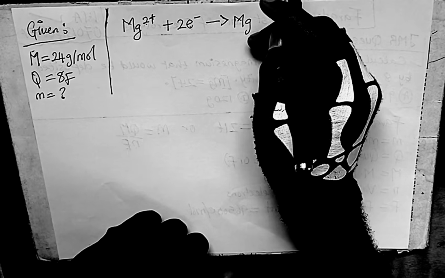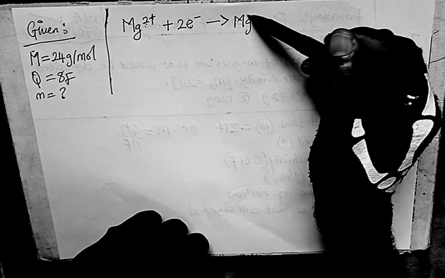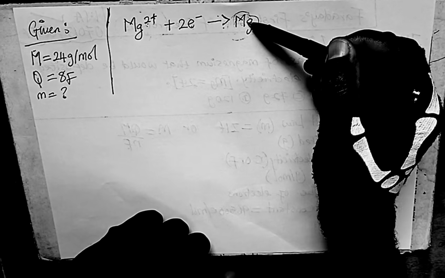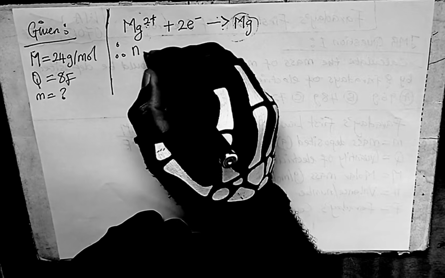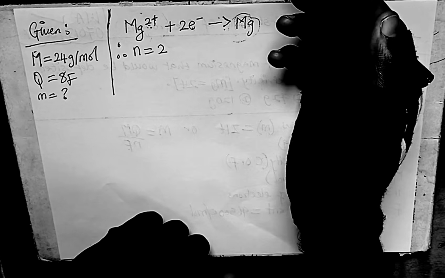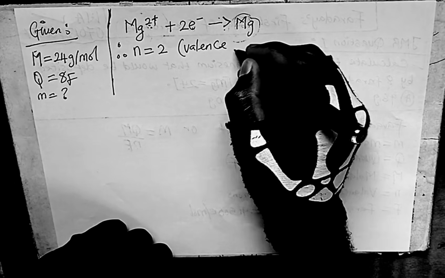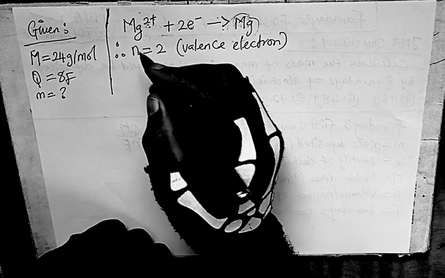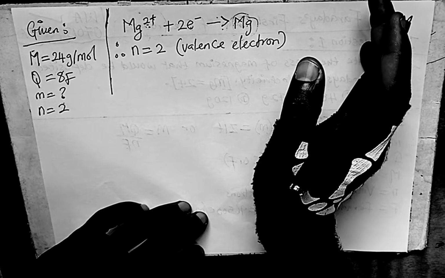Magnesium is a metal and a reducing agent. It loses 2 electrons and is discharged as magnesium metal. Therefore, n is equal to 2. This 2 is the valence electron, the number of electrons transferred, that were lost during the oxidation process. So when we come here, we put n equal to 2. Easy. Then what are we going to do now?